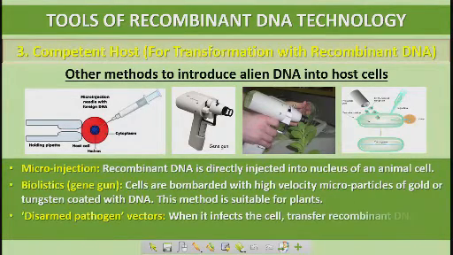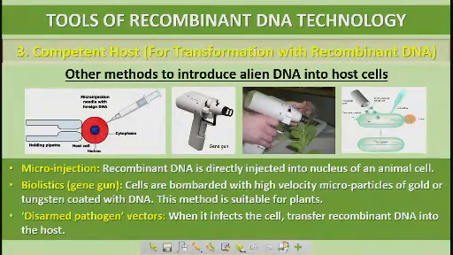Disarmed pathogens, vectors, are also used to introduce the recombinant DNA.